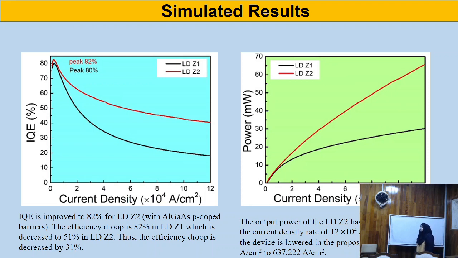The power of the device is increased, and also the threshold of the device is lowered. You can see that the threshold of our reference device is 1132.8 amperes per centimeter square, whereas for the proposed device it is 637 amperes per centimeter square.